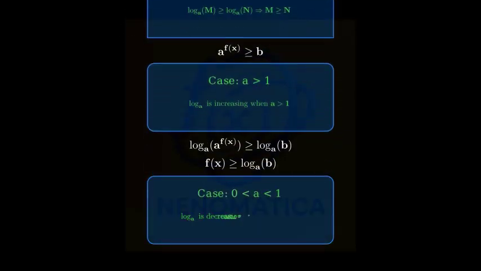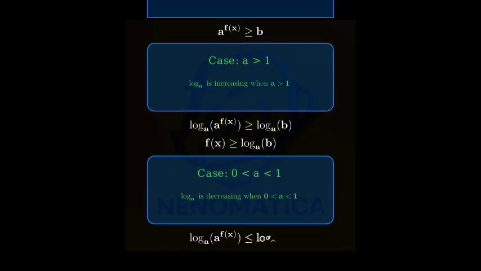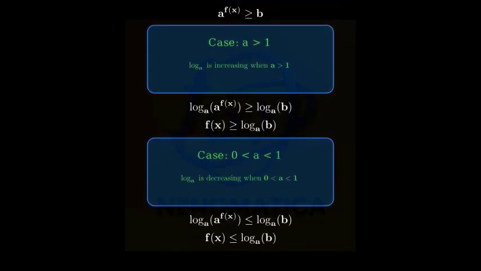Now, let's consider the second case, when a is between 0 and 1, excluding 1. In this case, the logarithm with base a is a decreasing function, so we need to flip the inequality sign.